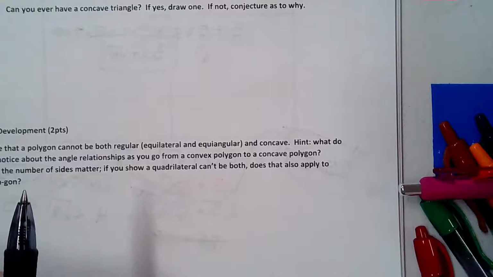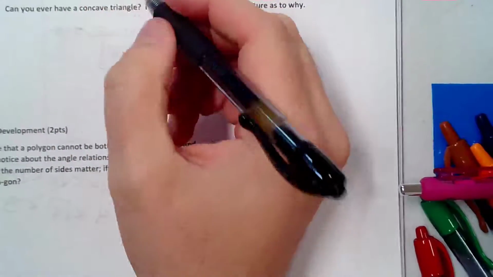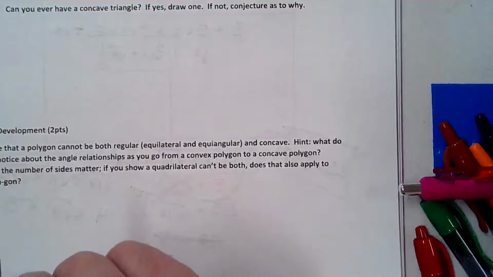That's a great question. One of its internal angles has to be what? The internal angle, at least one of them, has to be greater than what? Greater than 180. You have to have a reflex angle internally, right? So if it's concave, one of its angles has to be greater than 180.